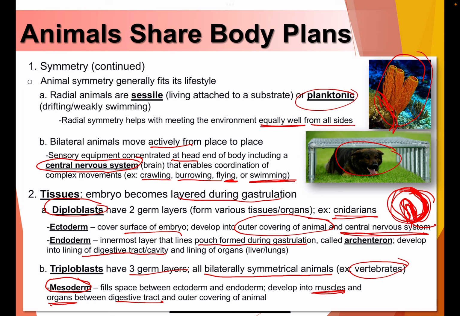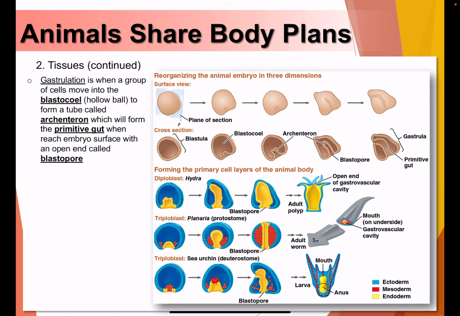So anything from deep within your digestive gut tract, stomach, intestine, between those organs and the outer covering, such as your skin, all of those connective tissues, for example, are made possible by your mesoderm. All right. So gastrulation, I already said, is a process where a group of cells will move into the blastocoel of the blastula and form a tube called the archenteron, which will form the primitive gut, which will reach the embryo surface with an open end called the blastopore.